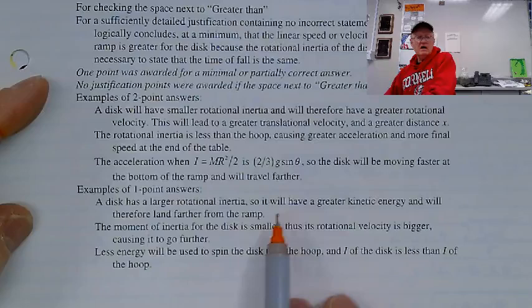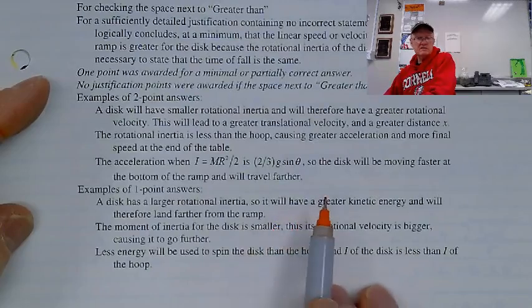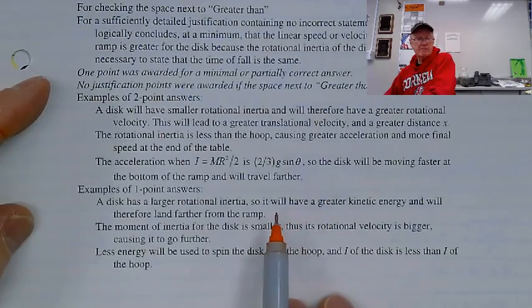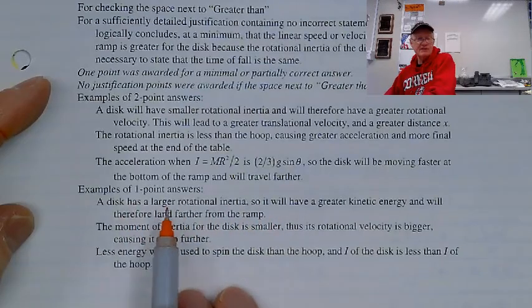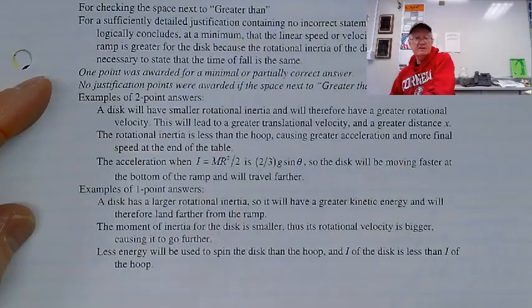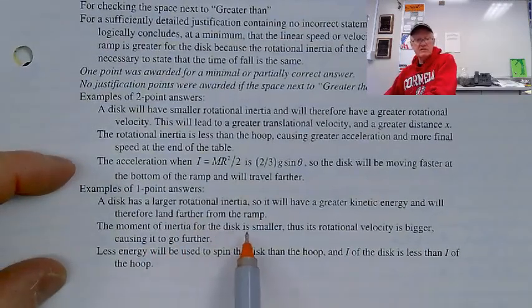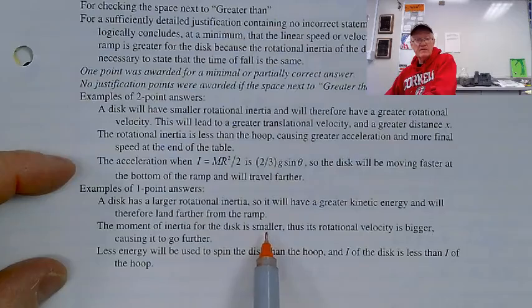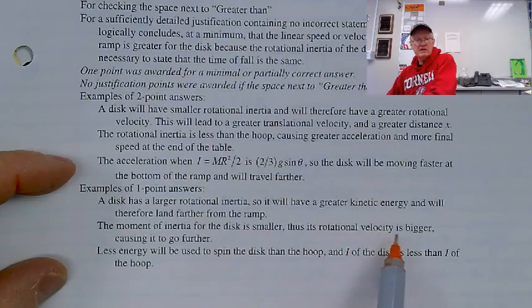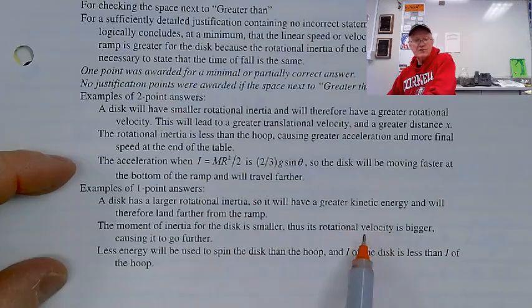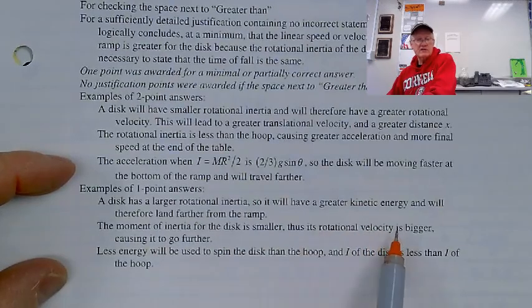A disk has larger rotational inertia. No, it has smaller rotational inertia. The moment of inertia for the disk is smaller, therefore its rotational velocity is bigger, causing it to go farther. The problem with that one is this is rotational velocity, but as it's written here, it doesn't connect directly to translational velocity. You have to extend that argument a little bit.